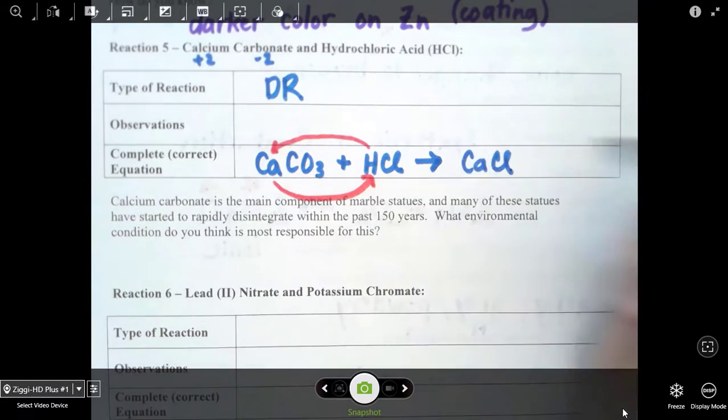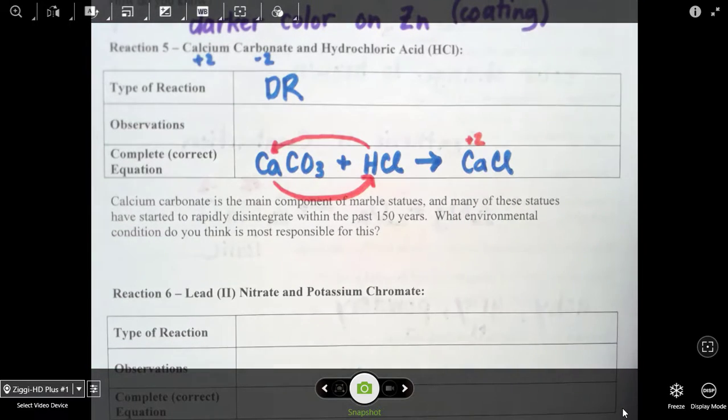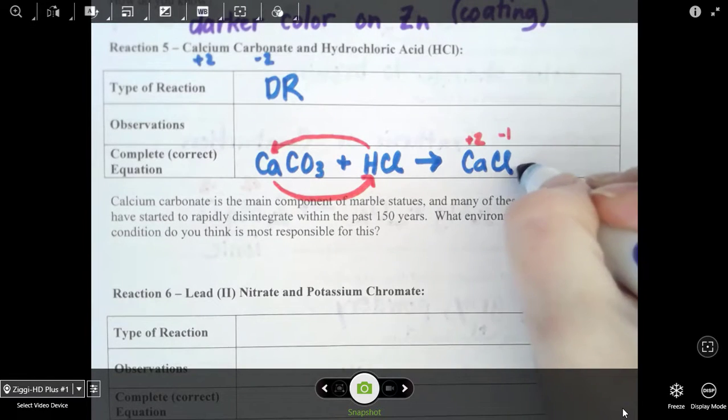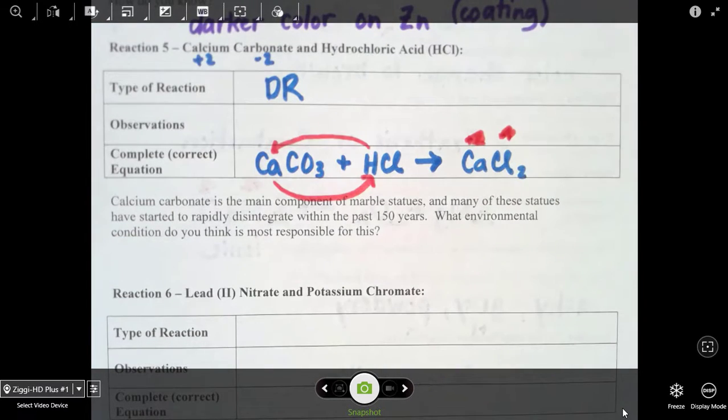Chlorine. And we need to check our charges. We said calcium was +2. What's chlorine? -1. So I need Cl2. And then I got to scratch out my charges because I don't need them anymore. Okay, what else do we have? H and CO3. And I already looked up CO3. That was -2. What's H? +1. So I need H2CO3. Scratch out the charges because we're done with those.